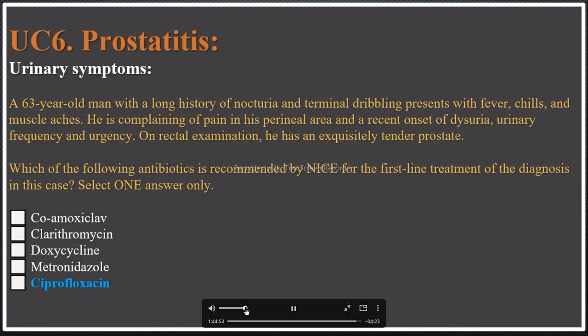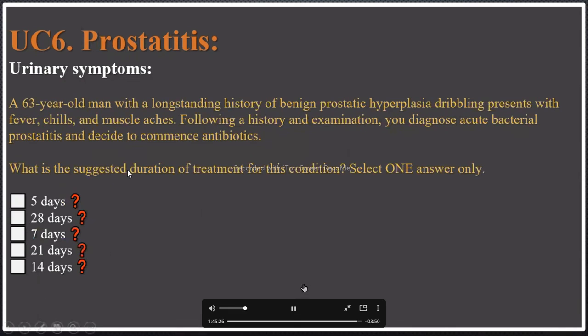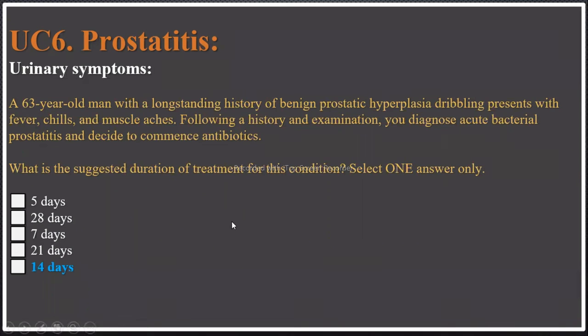Clear, guys? Which of the following antibiotics is recommended by NICE as first line? So check first the age, check male or female, check upper or lower. So 63 male, tender prostate. He has been advised not to take quinolone antibiotics due to previous side effects, so trimethoprim. Suggested duration of treatment of acute bacterial prostatitis: 14 days.